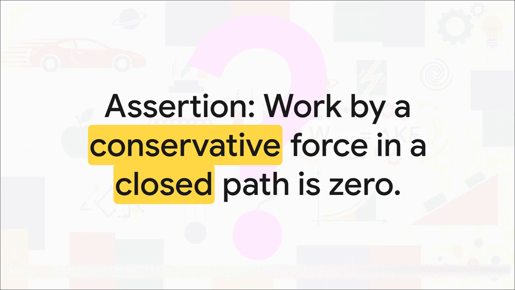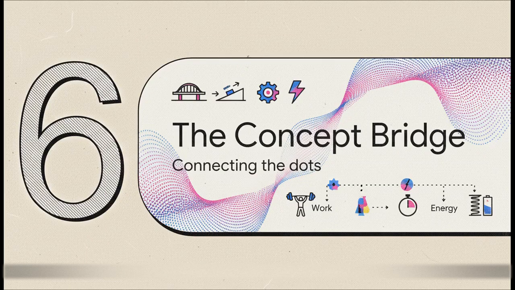Assertion, the work done by a conservative force around a closed path is 0. Reason, the work done is path independent. This goes right back to the core definition we talked about. You got this, right?